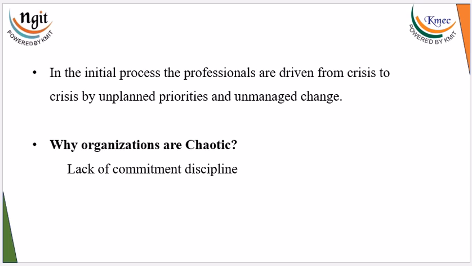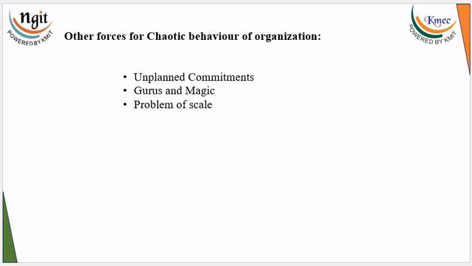So here, before the assessment starts, the assessment team needs to understand one basic question, that is why organizations are chaotic or confusing in nature. This behavior is because of lack of commitment or discipline in the members of this particular organization, and this could be the driving force for the chaotic behavior of the organization. So there are a number of forces or reasons why your organization shows confusing behavior. First is unplanned commitments.